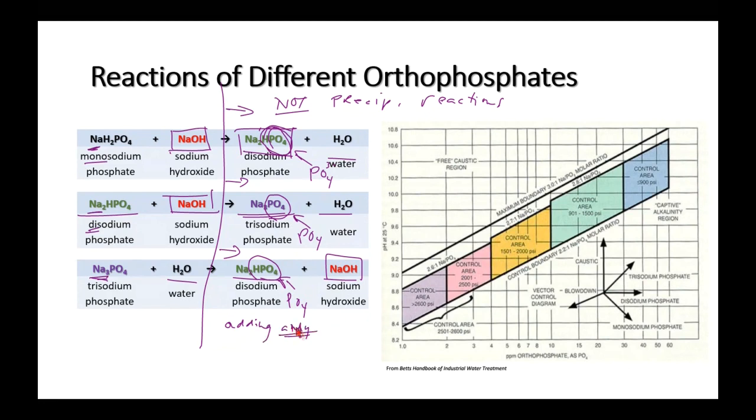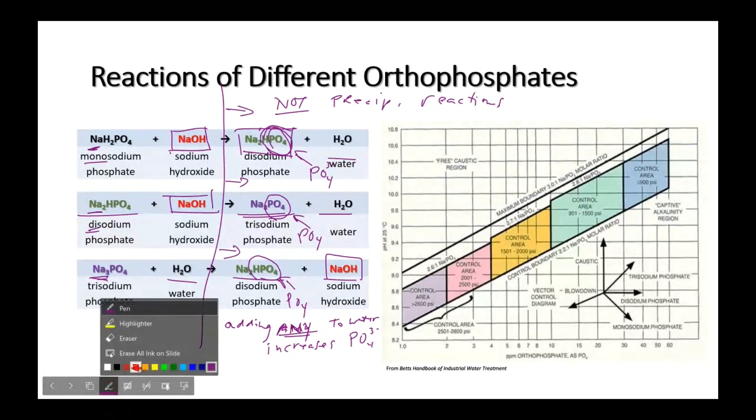Adding any of them to the water increases phosphate. And we're going to want to have a certain amount of phosphate in the water because that's getting rid of the magnesium and the calcium. So this is a good thing.